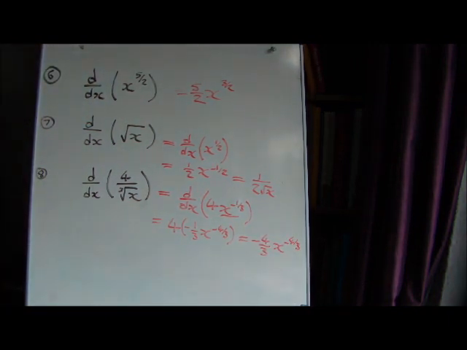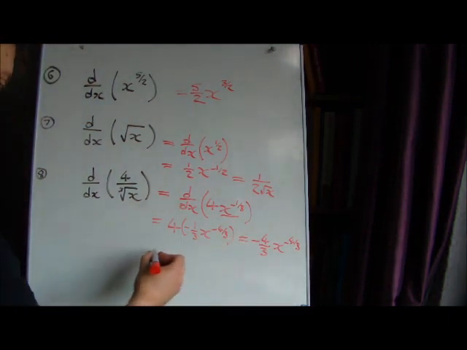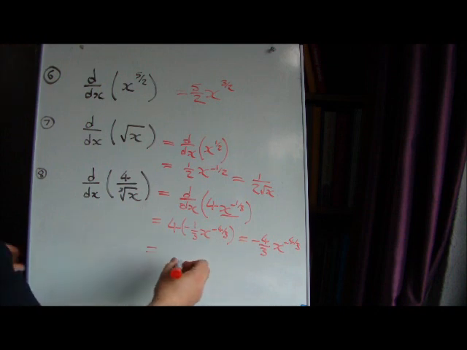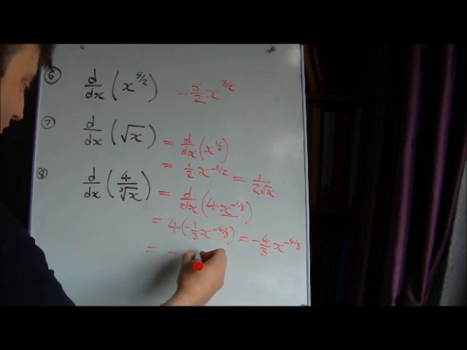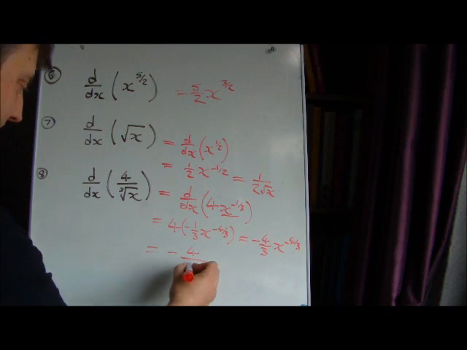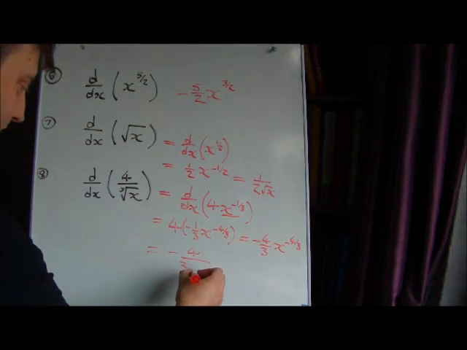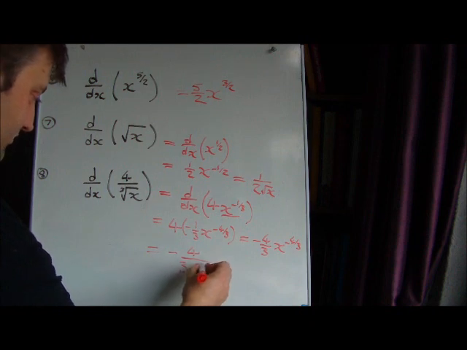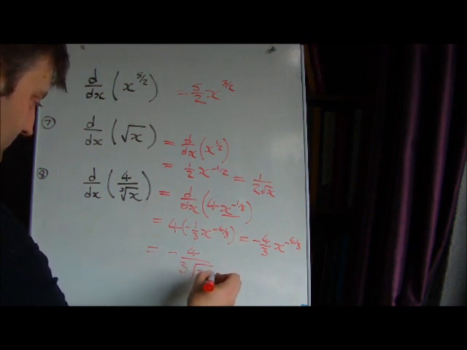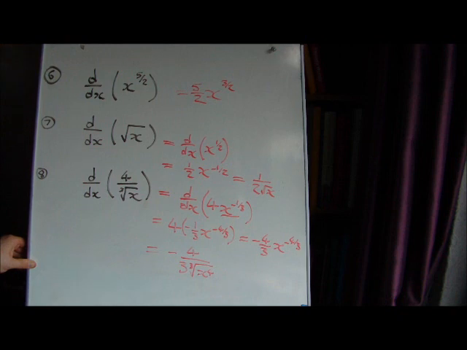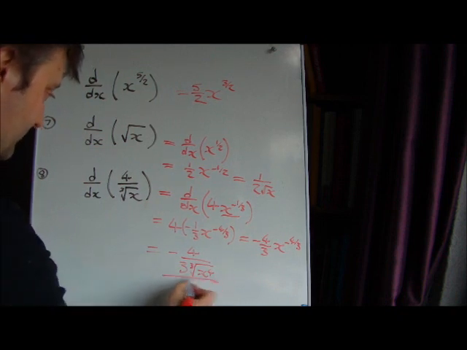If you want to change it back into root form, well, it's going to be like this. We're going to have negative 4 divided by 3. Now x to the power 4 over 3 is like the cube root of x to the power of 4. So the final answer would be written like that.